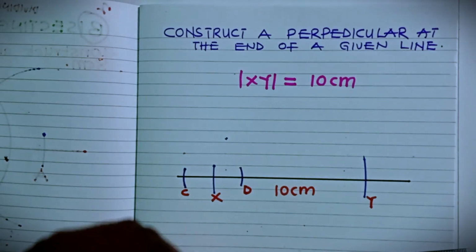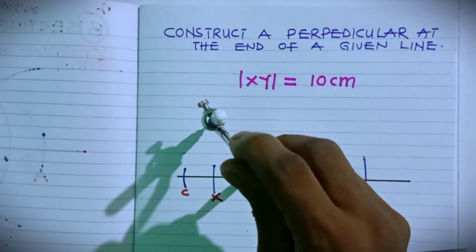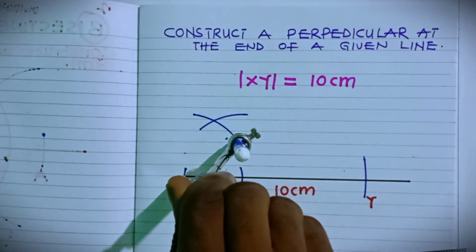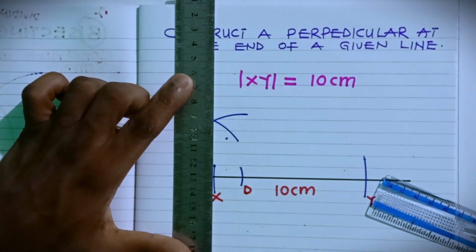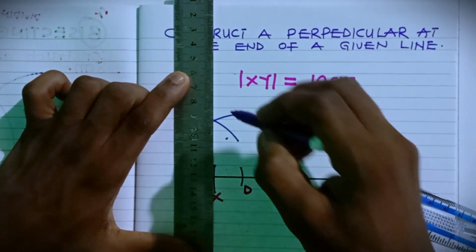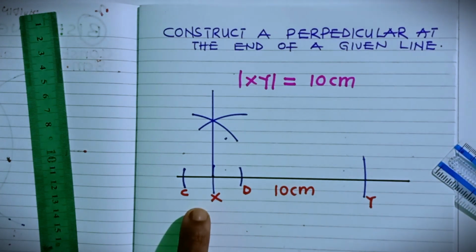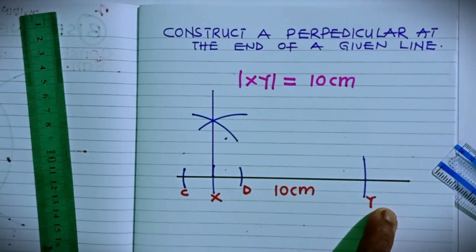You open to a reasonable length. You stand at D, make an arc above. Stand at C, make an arc to cross the first one. Now you draw a line from X, which is the end of the line, cross where the two arcs met. So we have our perpendicular at the end of this line XY. Our perpendicular is at the point X.